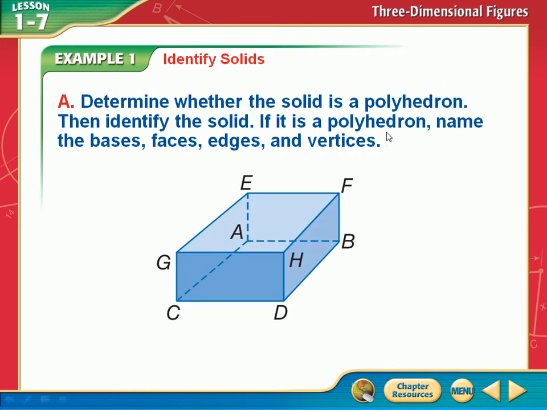Determine whether this is a polyhedron. Is this thing right here a polyhedron? Yes, it is, because they're all flat surfaces. It's all closed. It's a solid, so it's a polyhedron. It says identify. It means what kind of solid is it? We had two types. Say it, Michael. Right, it's a rectangular prism.